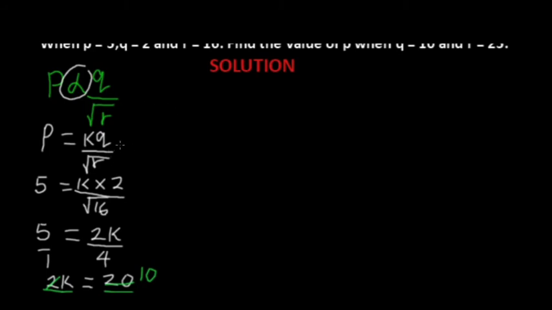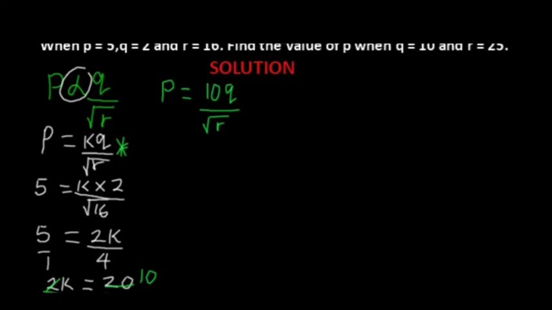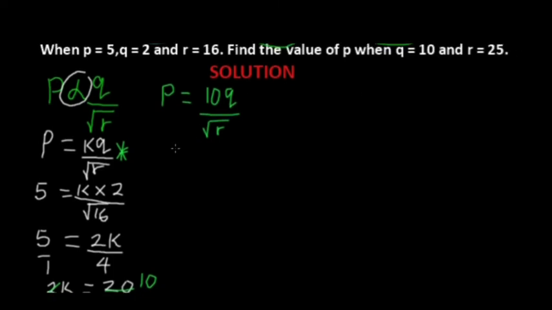So the law that connects them together will be found here. And that becomes what? P equals K, which is 10, Q over the square root of R. So this is the law that connects them together. Now what does the question say? Find the value of P when Q is 10 and R is 25. There is no way you can get this value without passing through the law, the formula, or the relationship which we have found.